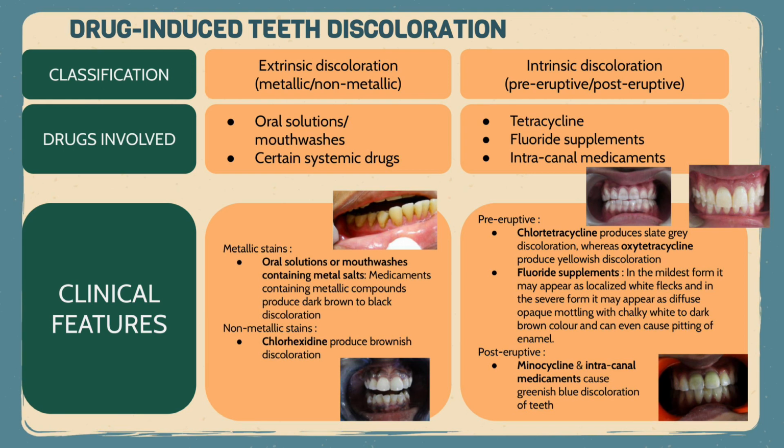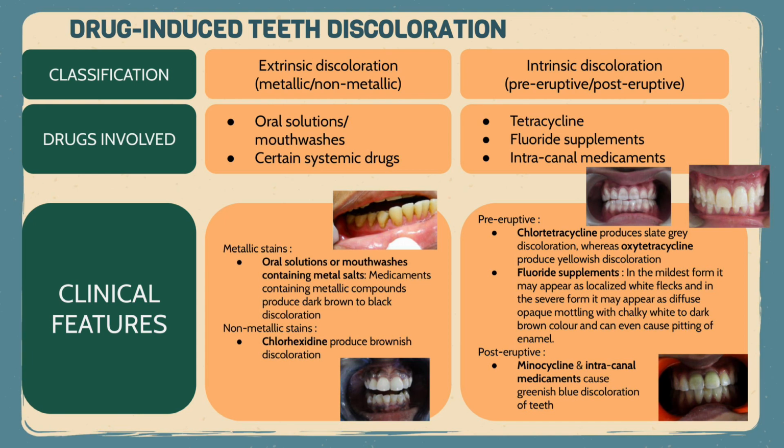The clinical features of extrinsic, if it is a metallic stain, such as oral solutions or mouthwash containing metal salts, it can produce dark brown to black discoloration. As shown in the picture above, there's a dark brown extrinsic staining due to iron-containing medicament, while for the non-metallic stain, such as chlorhexidine, it can produce brownish discoloration. As shown in the picture below, there's a brownish discoloration seen at the cervical area of the lower incisors due to the extended use of chlorhexidine mouthwash.